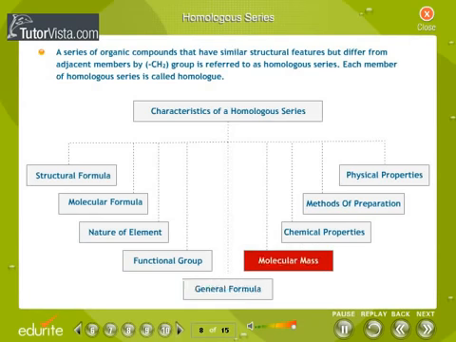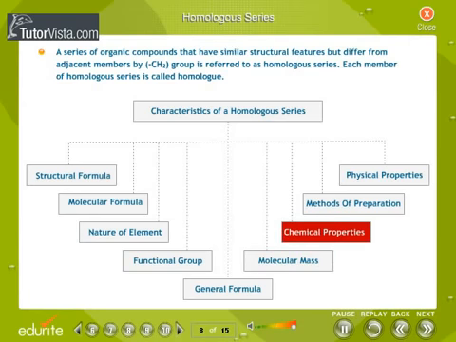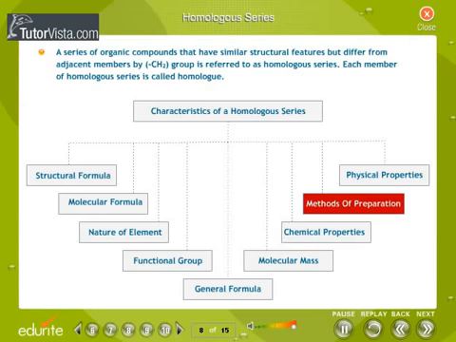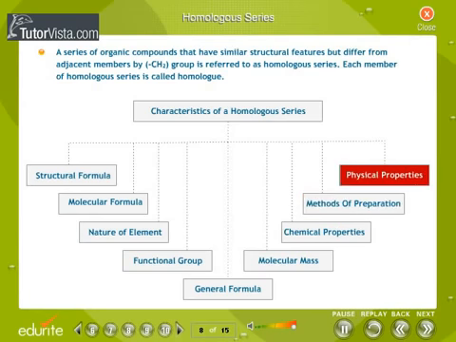Molecular mass. The molecular mass of any two consecutive members differs by 14 units. Chemical properties. All the members of a homologous series have the same chemical properties due to the same functional group. Methods of preparation. Generally, all the members of a series can be prepared by using the same method. Physical properties. Physical properties of the members of a homologous series vary with the increase in atomic weight.